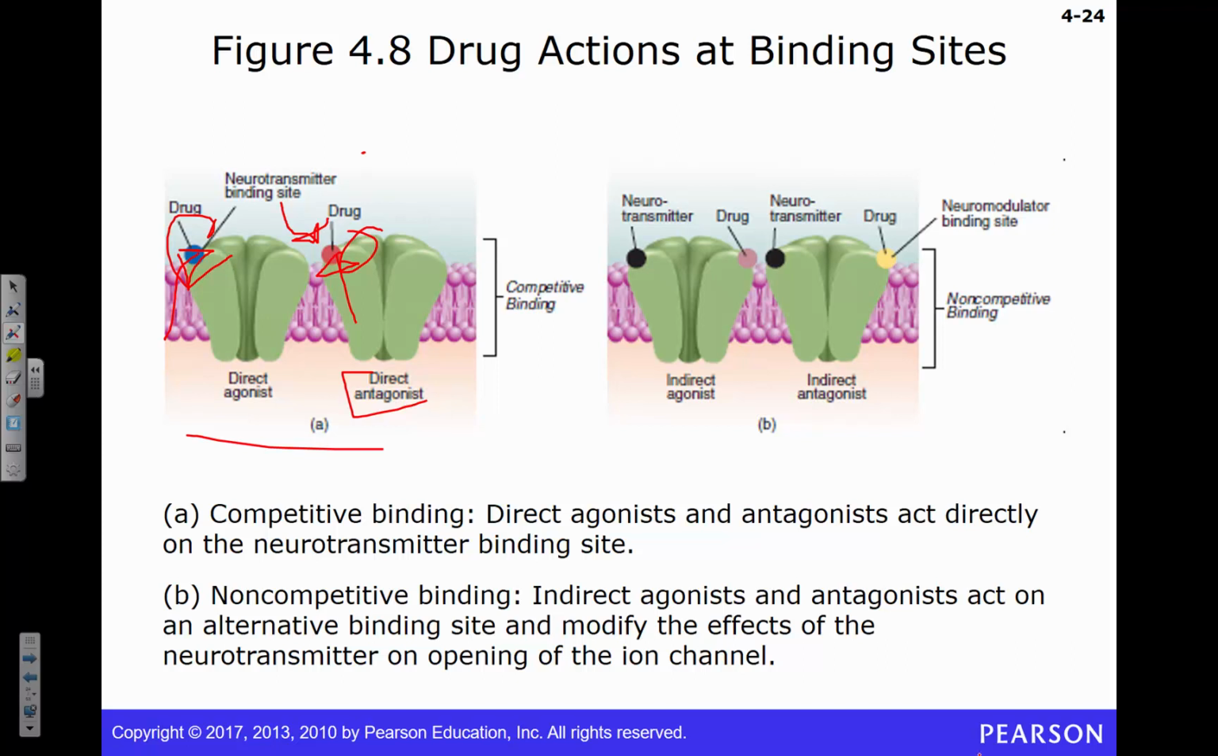If we're dealing with non-competitive binding, the neurotransmitter doesn't really matter. The neurotransmitter is still going to be binding to its own neurotransmitter site, but there's going to be another site where the drug can bind.